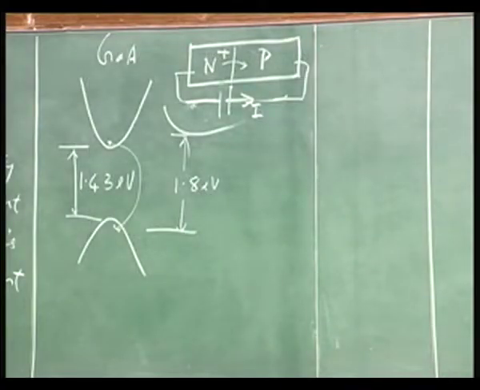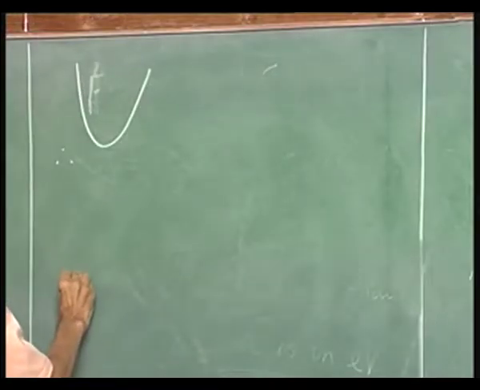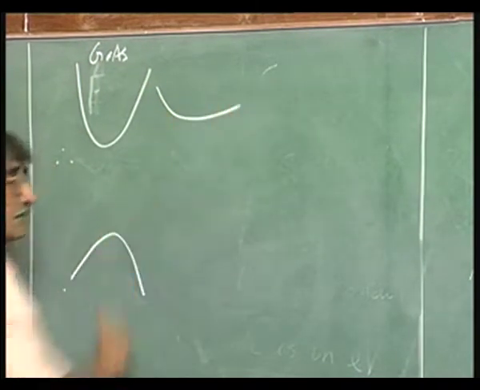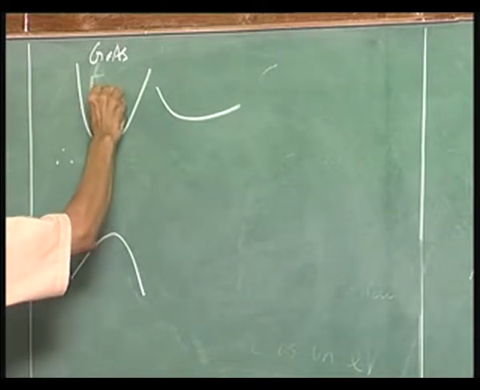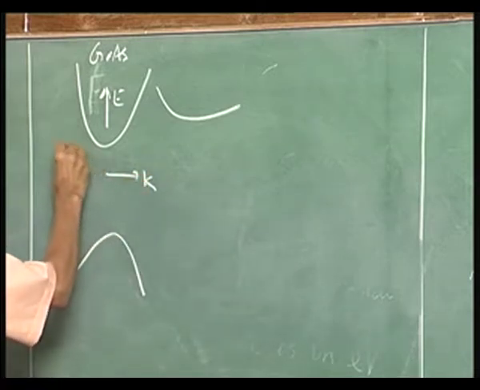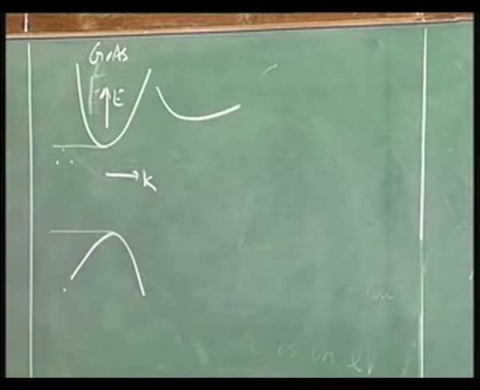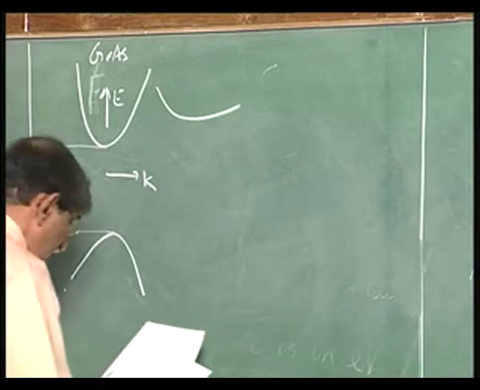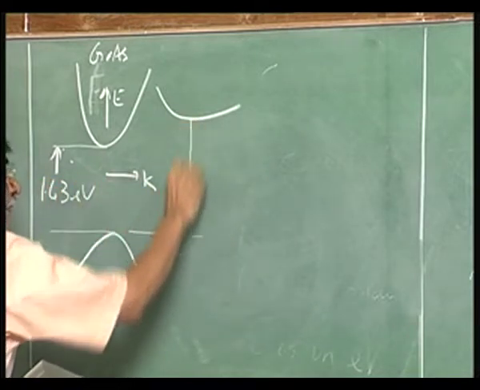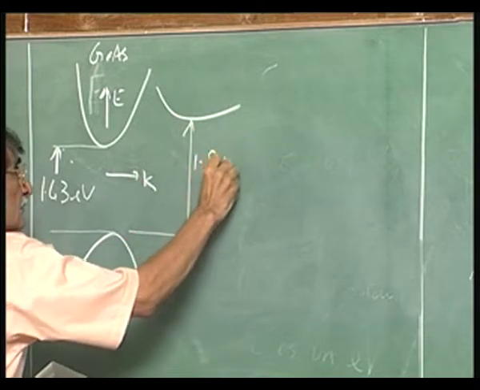Okay, let me redraw this here. So, you have got gallium arsenide, satellite valley, the energy versus momentum, okay, and conduction band, valence band, that is understood. So, it is a direct band gap semiconductor, and then you have got this is 1.43, I am rewriting whatever I have written there earlier, and this quantity is 1.8 electron volts.